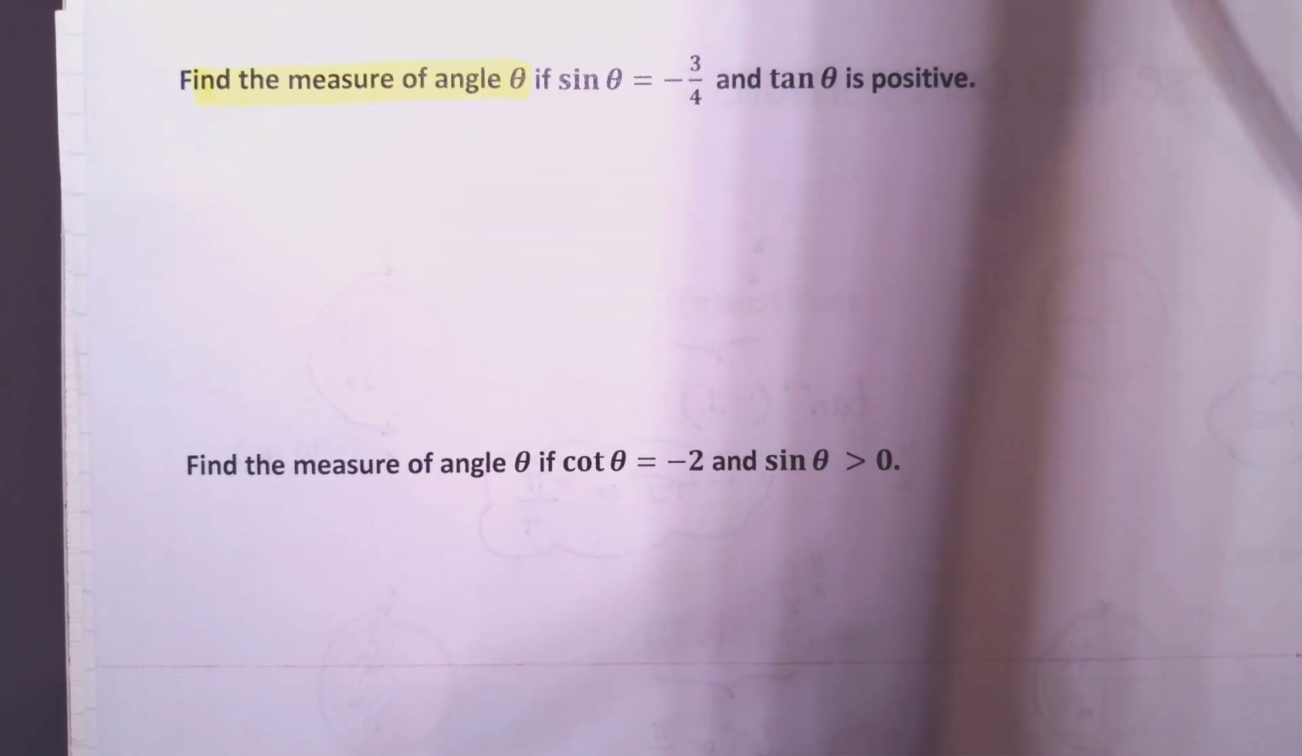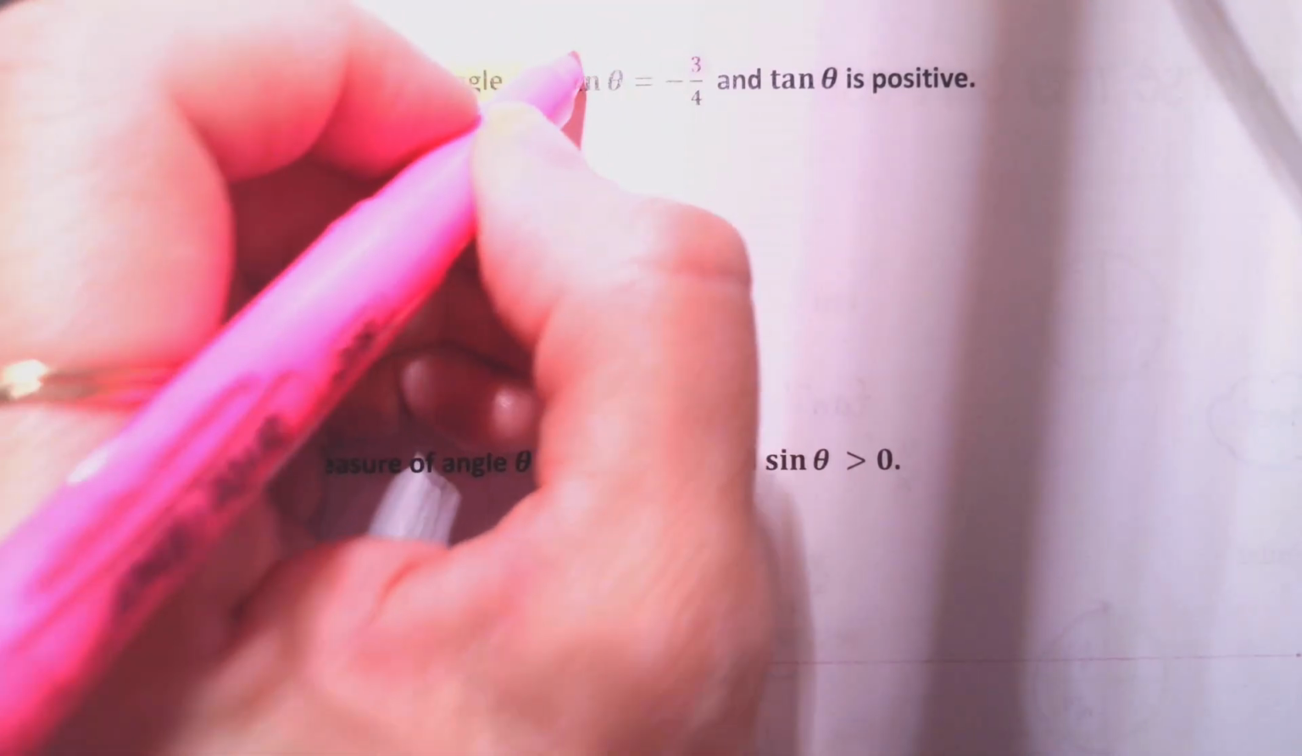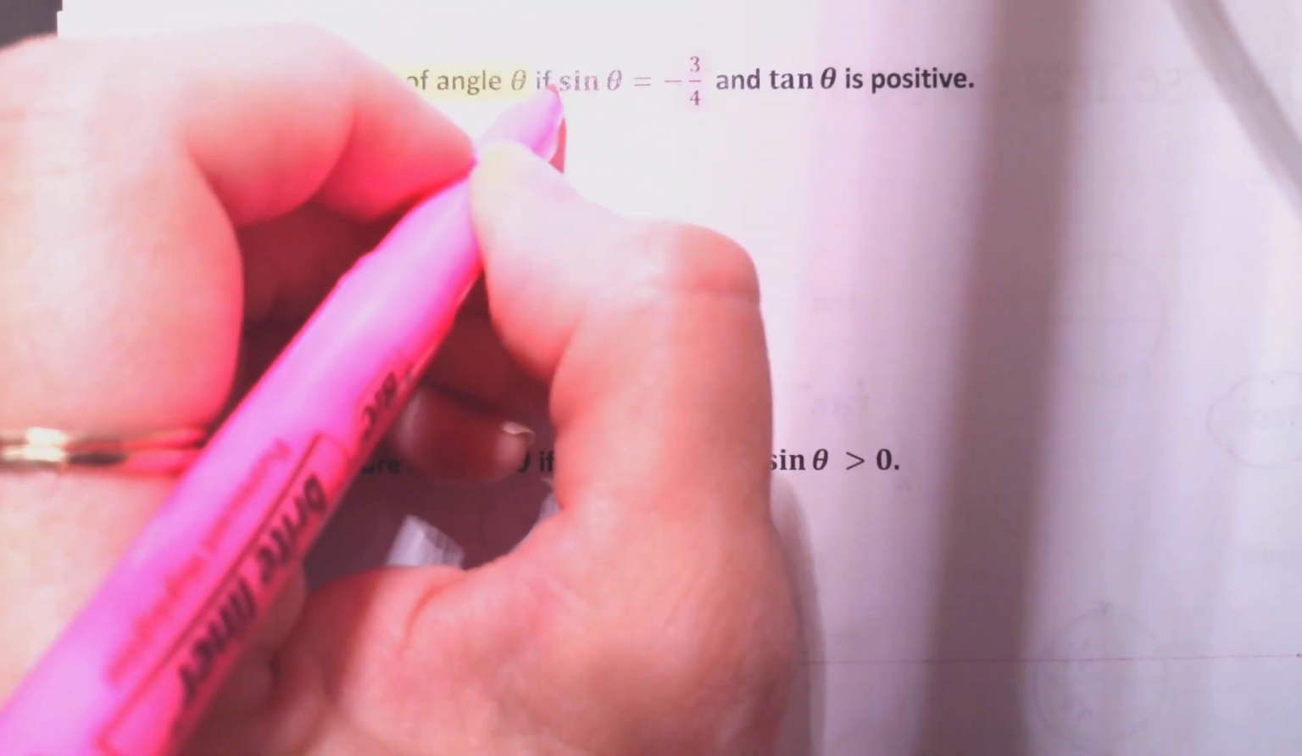And some little things that'll help us figure that out is we know the sine. Oh, I thought I grabbed my pink highlighter. Pink highlighter. Okay, we know the sine is negative 3/4, and we also know the tangent is positive.